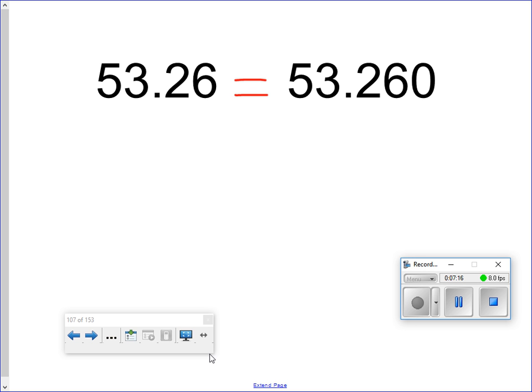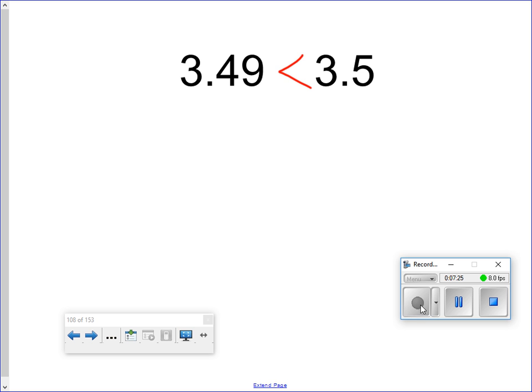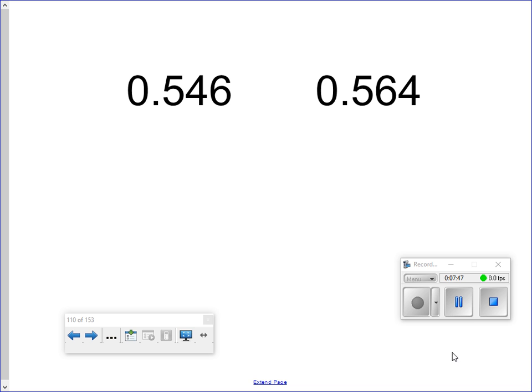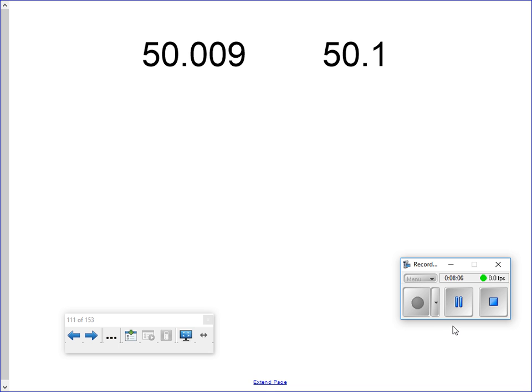53 and 26 hundredths is equivalent or equal to 53 and 260 thousandths. 3 and 49 hundredths is less than 3 and 5 tenths. 57 and 6 hundredths is equal to 57 and 60 thousandths. 546 thousandths is less than 564 thousandths because of the hundredths place. 50 and 9 thousandths is less than 50 and 1 tenth because of the tenths place. 1 tenth has way more value than 9 thousandths.